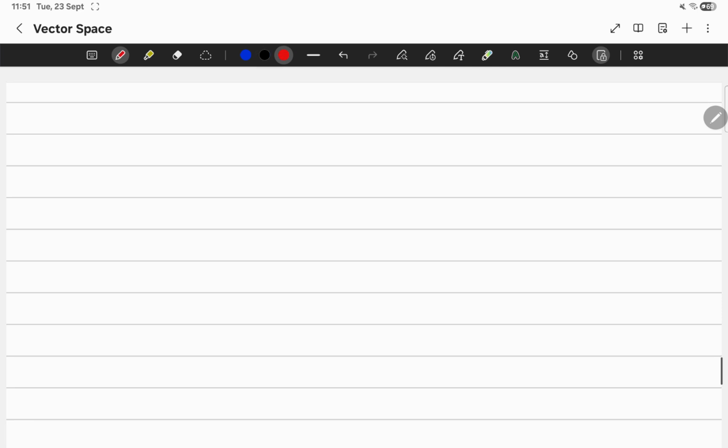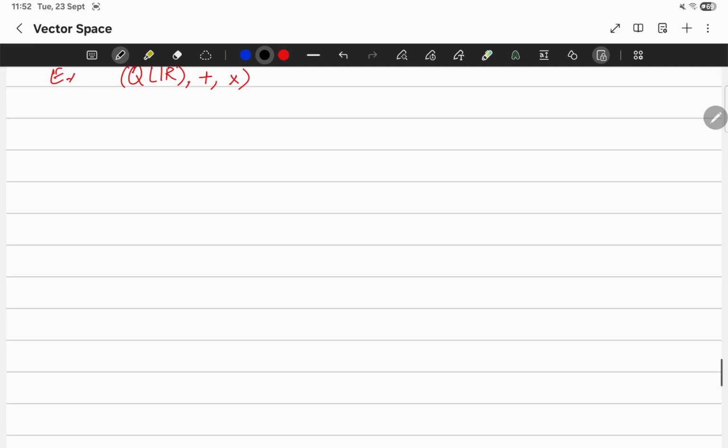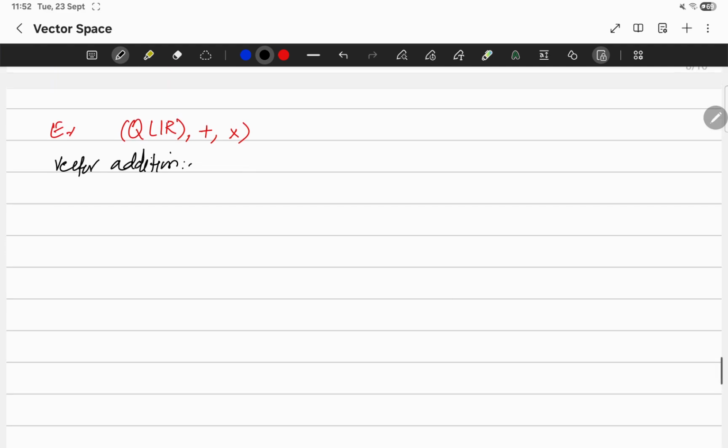Okay, so let's take another example. If you take Q over R, you have to check with usual addition and usual multiplication whether it is a vector space or not. What will you do? You have to use all the above properties and check whether it satisfies them or not. So in the vector addition, before going through it, what is our V? That is the set of rational numbers. What is our field? That is the set of real numbers.